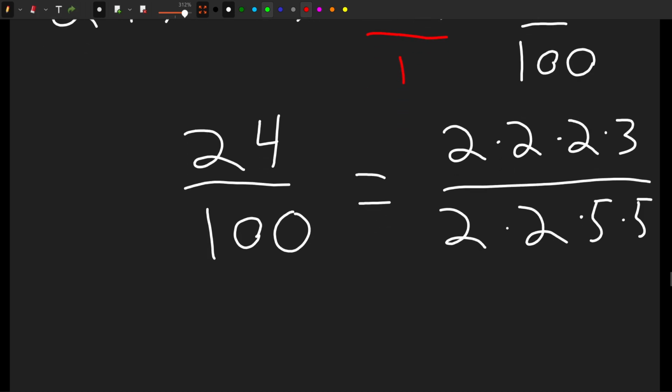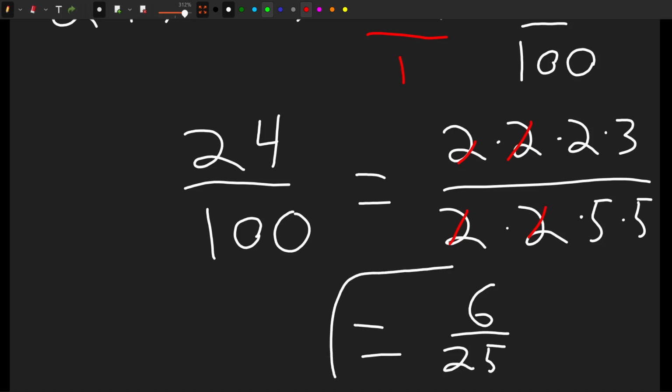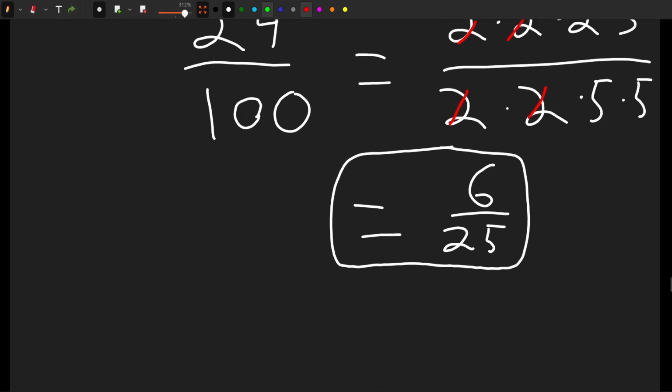Okay, we can cancel out some things here. 1, 2, 3, 4. 4 2's go away. 2 from the top, 2 from the bottom. And now what we have left over is 6 over 25. And that is my fraction. We'll do one more.